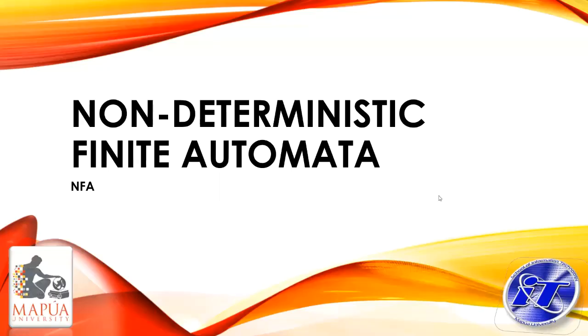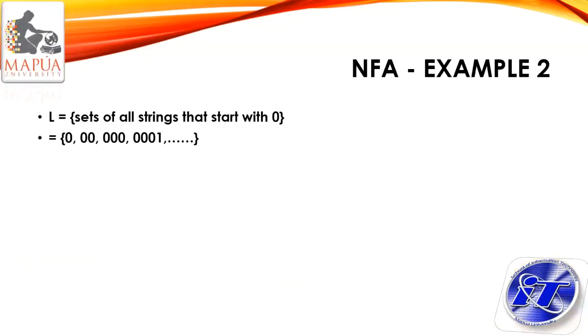Let's continue our discussion about NFA. So let's solve problem 2, or example 2. We're going to design an NFA that will accept all strings that start with 0. For example, 0, 0, 0, 0, 0, 0, 0, 0, 0, 0, 1, and so on. But before we design, let's review what an NFA is.